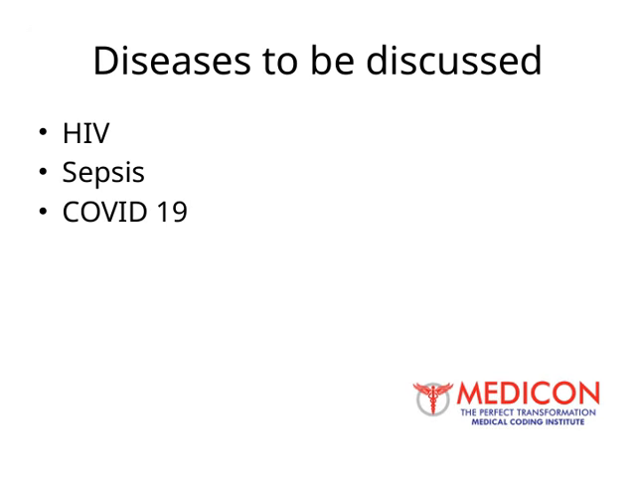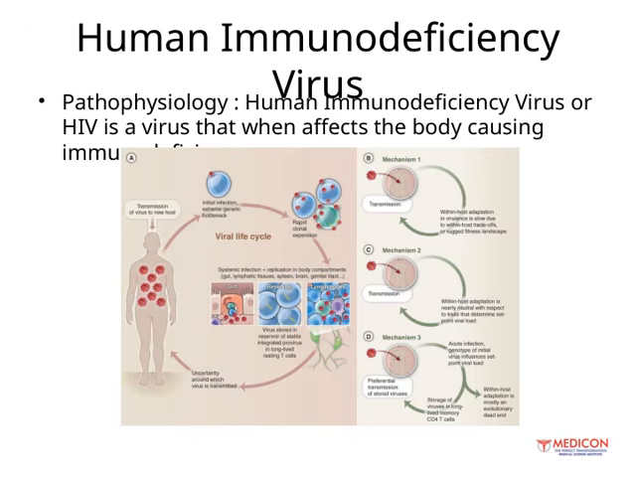Then there's COVID-19, the pandemic that has reshaped our world over the past few years. Its impact on healthcare systems and the importance of vaccination and public health measures are key points to consider. By exploring these diseases, we can better appreciate the complexity of infectious diseases and the importance of comprehensive prevention and management strategies. Let's talk about the human immunodeficiency virus, or HIV.